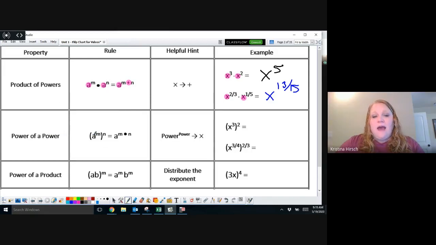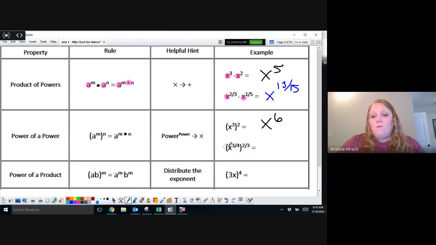The next one that we have is a power of a power. If you have a base raised to an exponent and then you have it raised to another exponent, that's considered a power to a power. When you have a power of a power, you multiply. So power to a power multiplies. In this example, we have x cubed to the second power. So 3 times 2 is 6. You multiply the exponents.